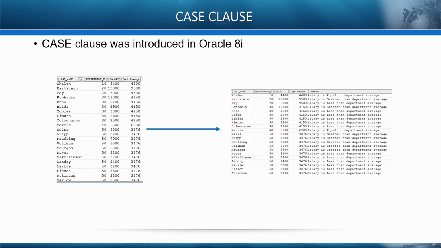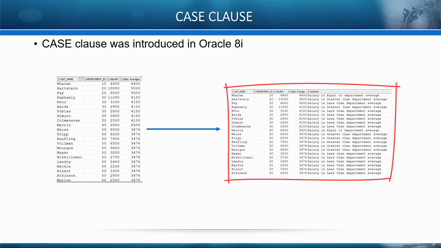So you've been asked to write a select statement that returns a list of all employees, their salaries, and average salaries of their respective departments, but also add a column that contains comments. These comments should compare the salary of each employee to the average salary of their departments and state whether or not their salaries are higher, lower, or equal to their department average salaries. This is an example of the output.